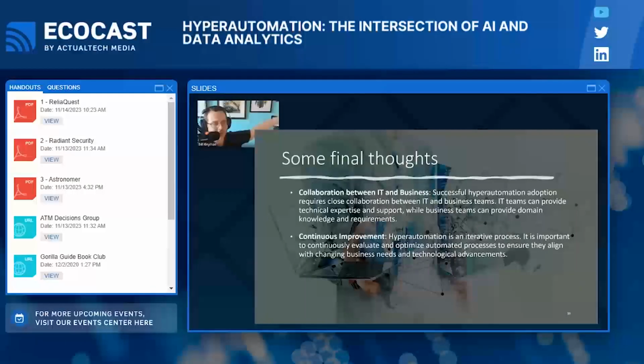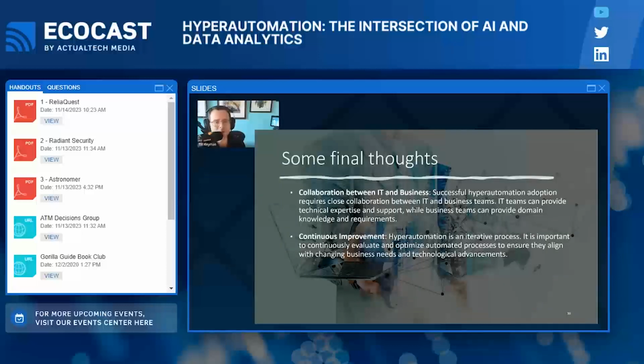So, some final thoughts as I leave you here. As you go on this journey and listen to all these conversations happening today, I really want to make sure you collaborate between IT and your business. This cannot be a siloed operation, because IT teams can provide the technical expertise and support, while the business teams can give you the domain knowledge and requirements of what they need from hyper automation to be successful. And as a really important final note, please remember that this is an iterative process. There is no hyper automation button and you're done. It truly is a learning concept that you have to continuously evolve.